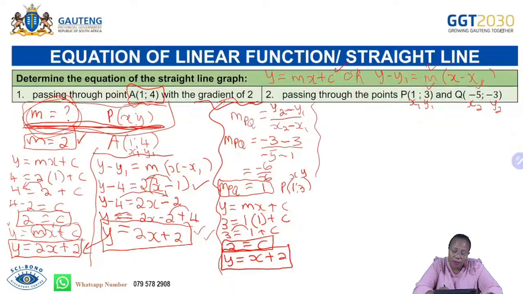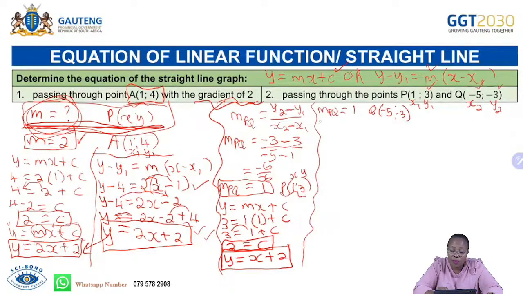Now let's say another learner decided to use Q instead of the point P. The gradient is still the same, M of PQ is equal to 1. And then this learner decided to use Q for a point, (-5, -3).